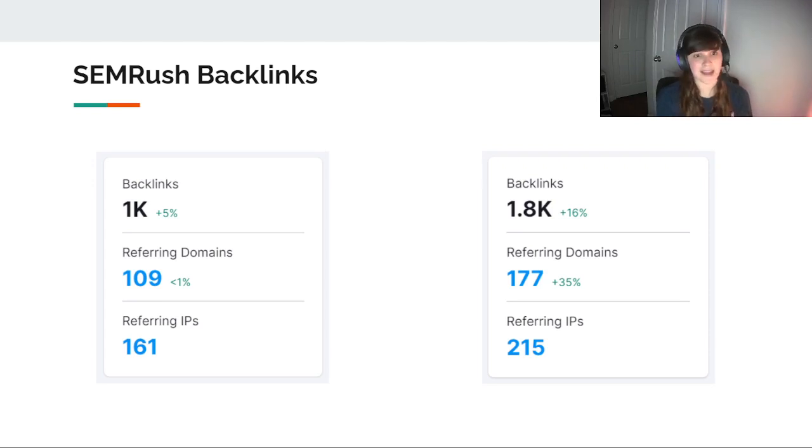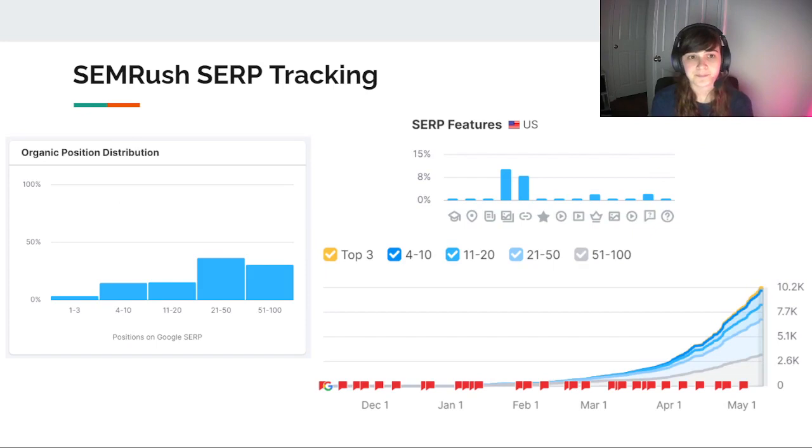SEMRush Backlinks said I gained 800 backlinks this month, which is kind of wild. Again, those can't all be that legitimate, because that's a lot of backlinks for a site that doesn't do any active backlinking. And I continue to mention I'm going to keep monitoring this and see if I can figure out why it's happening and where it comes from.